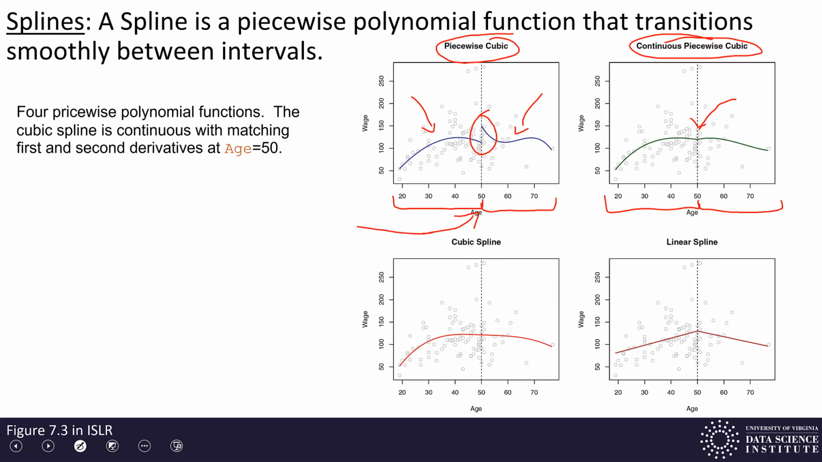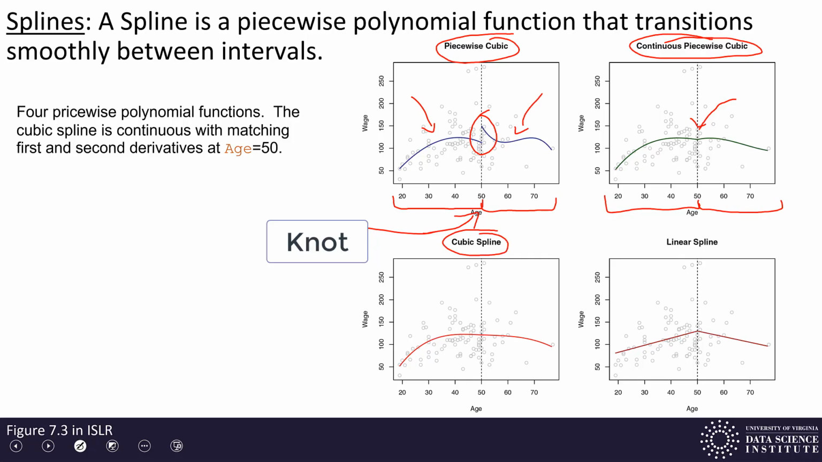Just a bit of terminology: when we divide the interval, the points where the intervals meet are called knots. So when we say we have k knots, we mean we have k places where we've got intervals meeting each other. So let's look at the next plot here, the cubic spline.